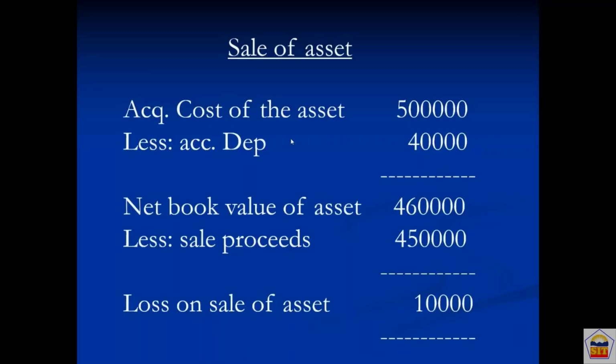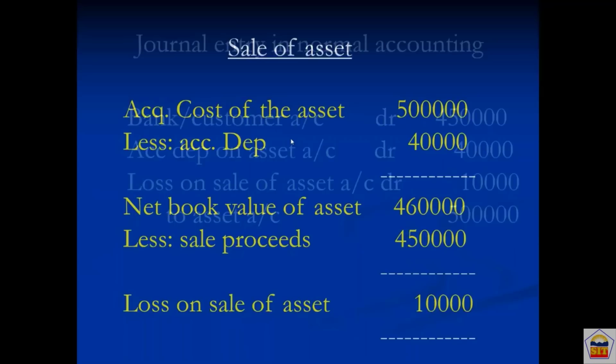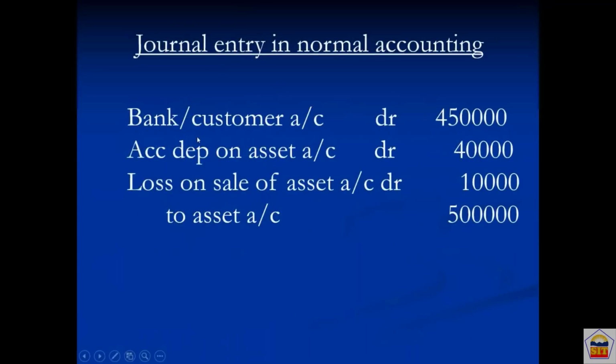It is saying that if you do the sale of the asset as per the normal method in accounting, this is the accounting entry we have. We will be getting the payment from the customer, 450,000.